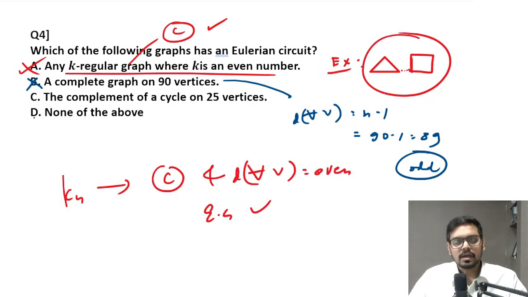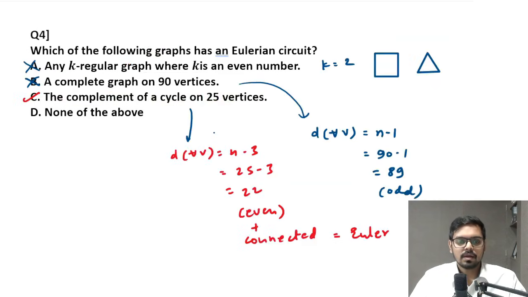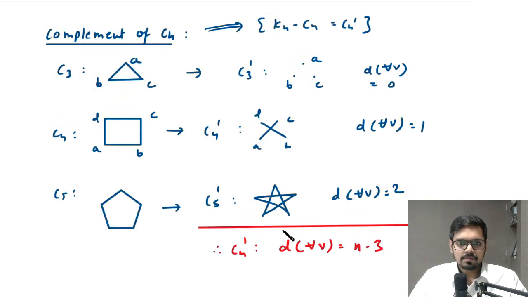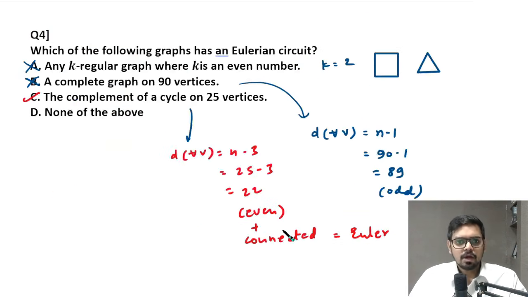So you have to check the complement of a cycle on 25 vertices. Is it Eulerian? Here you have to work. There is no such standard formula. You have to understand what a complement is, already explained in the conceptual class. This is the answer, but how it came, I will explain, because at the end of the day, the complement of a cycle is a connected graph, and then we have to check the degrees. If degrees are even, then Eulerian. Not even, not Eulerian.